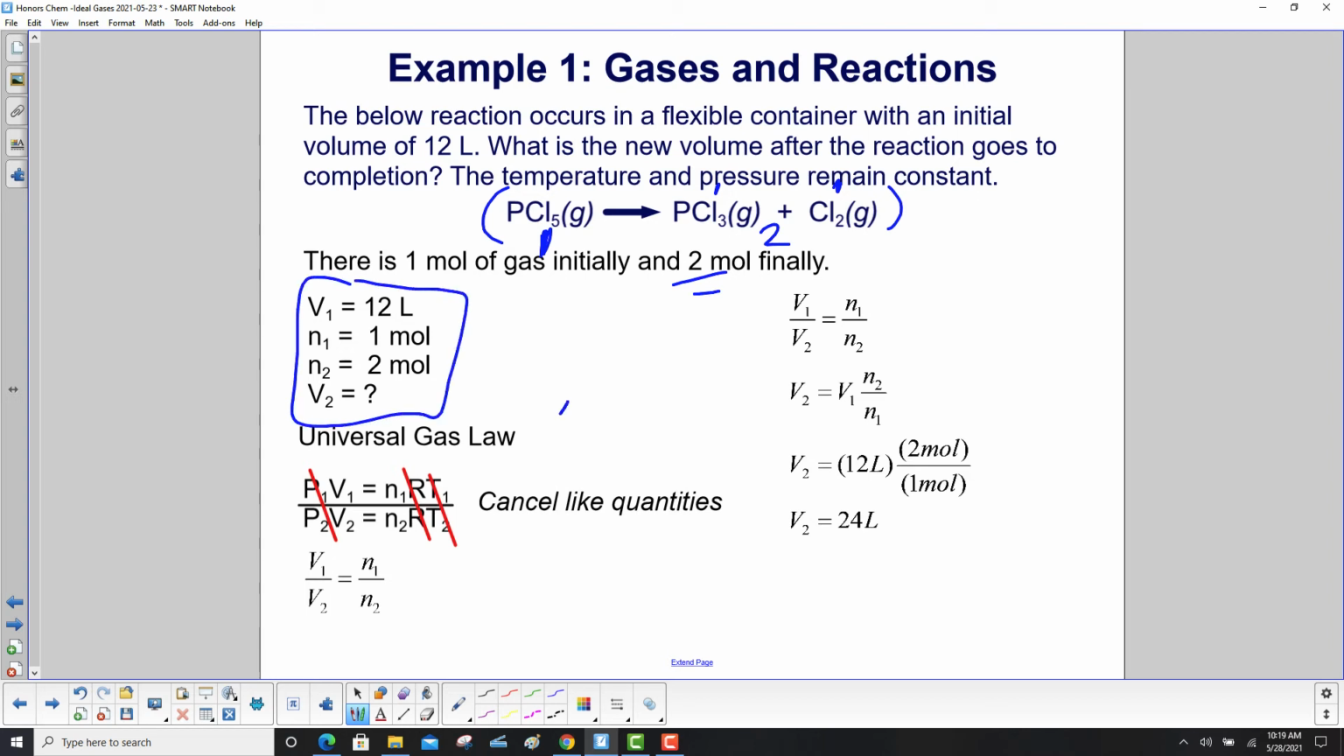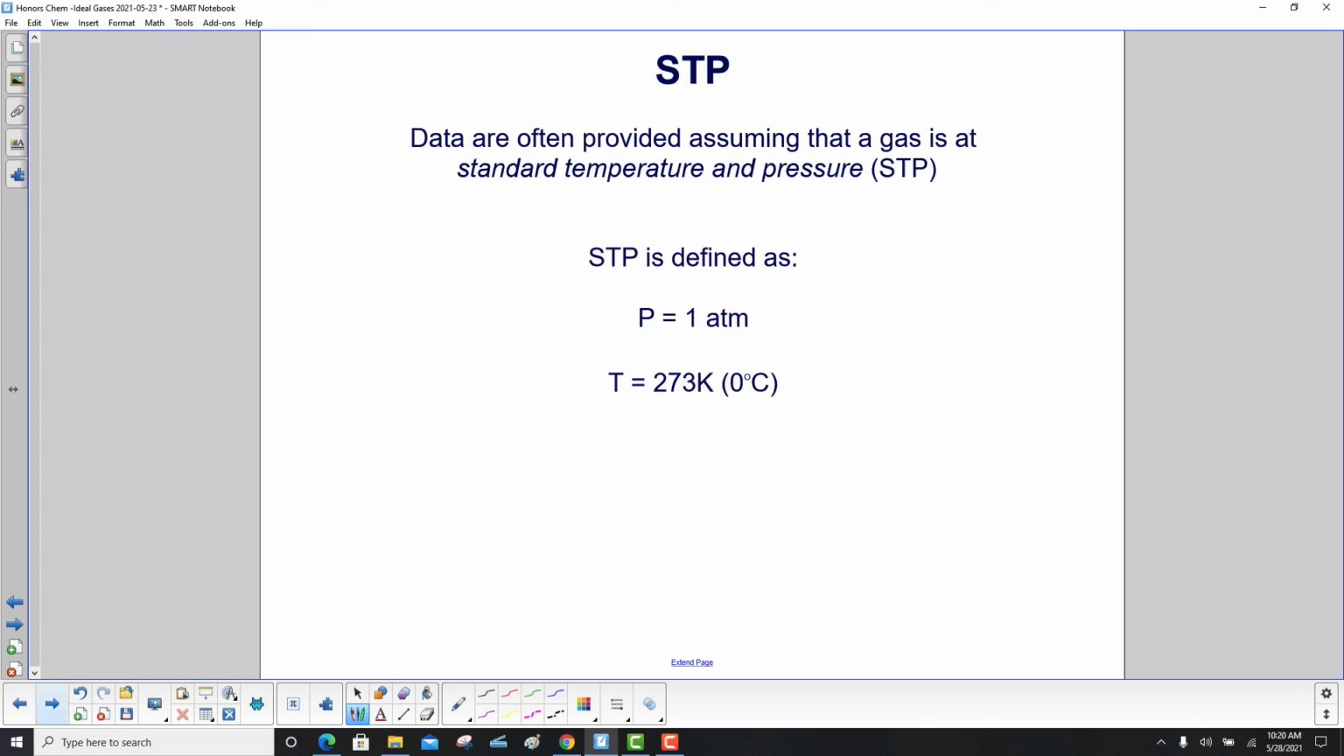We have our universal gas law, and we cancel like quantities and divide the two cases, the previous state and the final state. And we get V1 over V2 equals n1 over n2. We bring that up here, solve that for V2 by doing a little cross multiplying, substitute in our given and then what we found from the reaction equation, and we get the new volume is 24 liters. Or if you were in a hurry, since you doubled the amount of moles and you held temperature and pressure constant, the volume would also double.